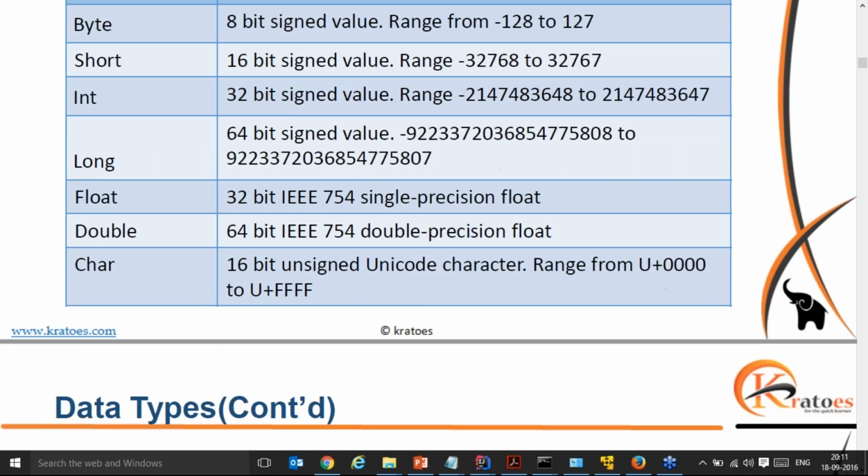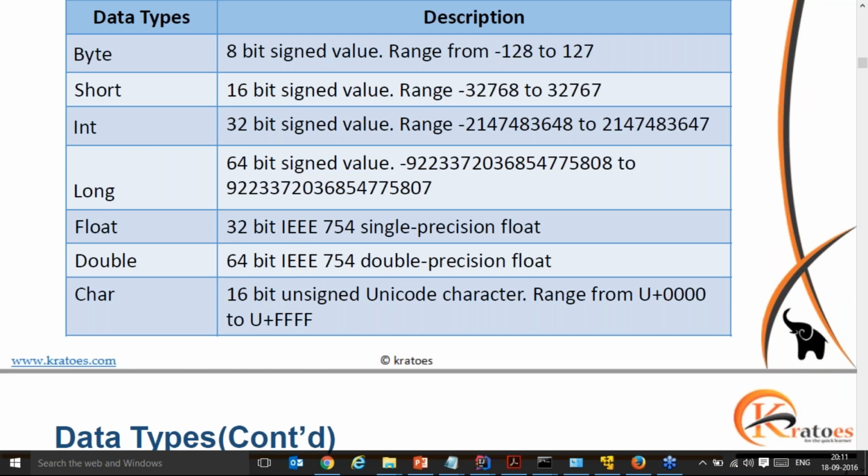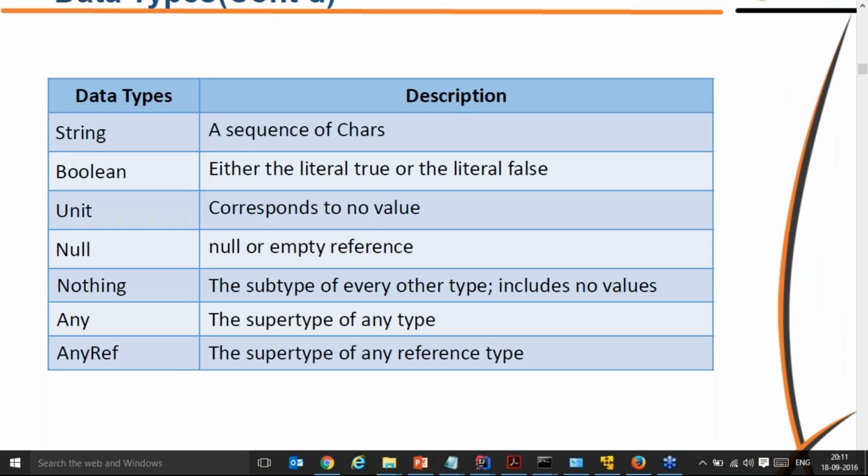Basically, you can say they are like wrapper classes in Java. All the data types are like the wrappers. You have string, you have boolean, you have unit. This is one of the differences. In Java, you had void. When you say void return type, that means it returns nothing. Similarly, you have unit over here, which corresponds to no value. But there is one difference. When we go through programming, we'll see how unit is different from void.